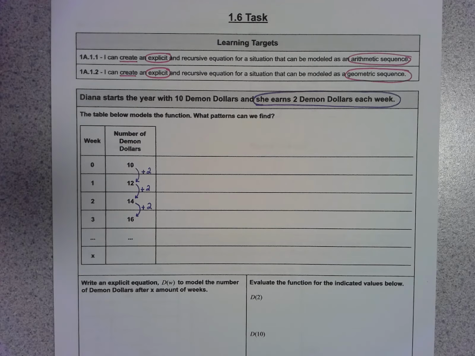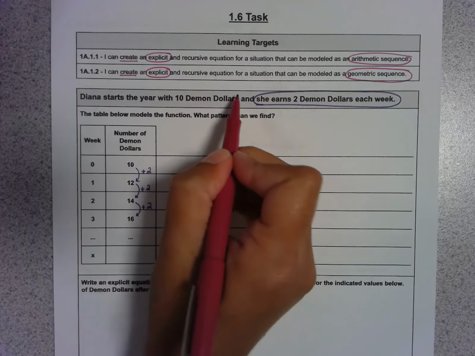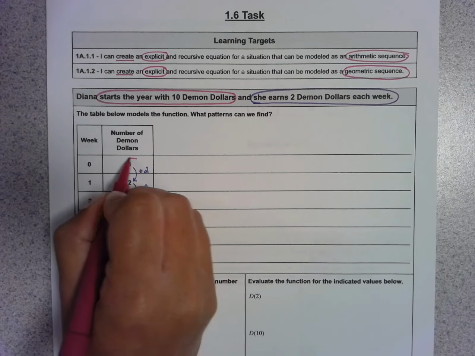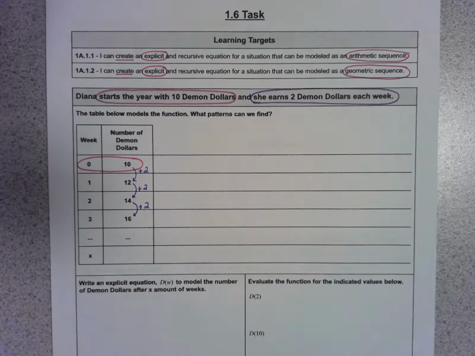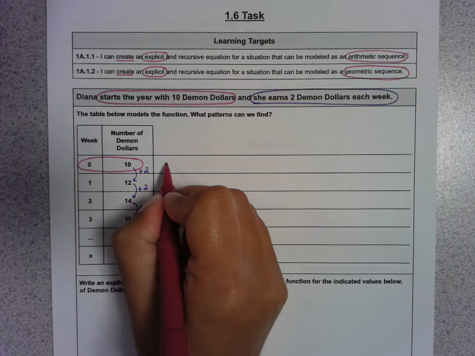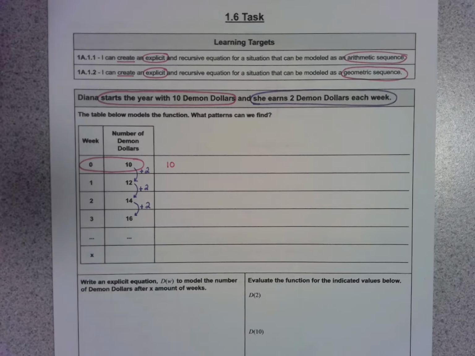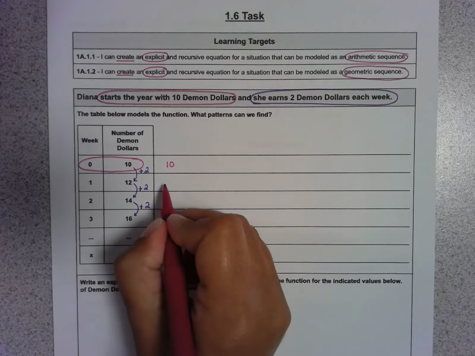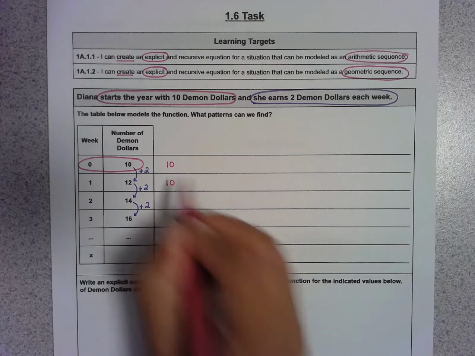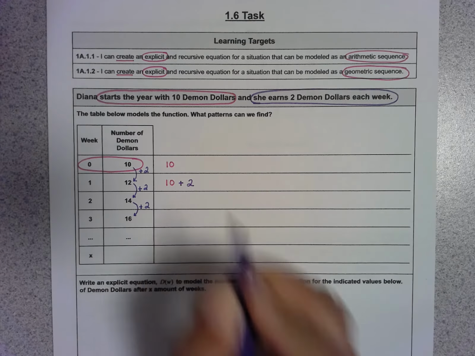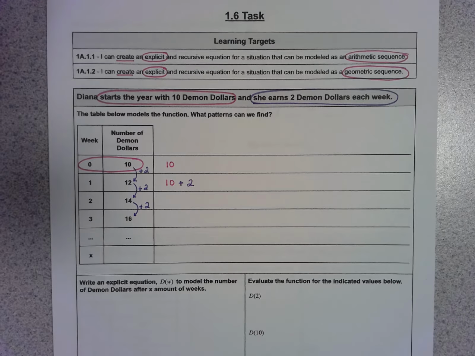So what we're going to do is expand these output values to show where they come from. As I said, we can see that Diana is starting the year with 10 demon dollars, and we can see that 10 in the table right here in the first row. So if I were to expand, I would say this first row is worth 10. Now the next value is 12, which we calculated by taking that same starting value and adding the 2, which was the pattern that we saw when we went down the table.